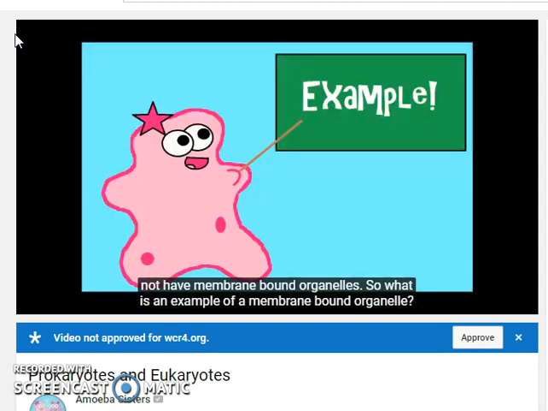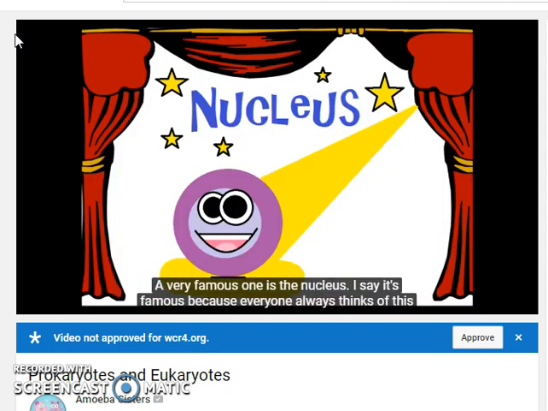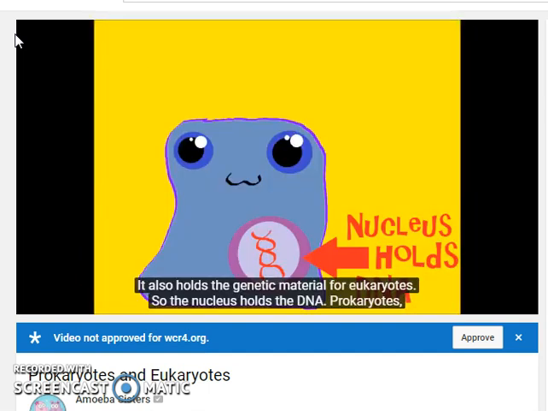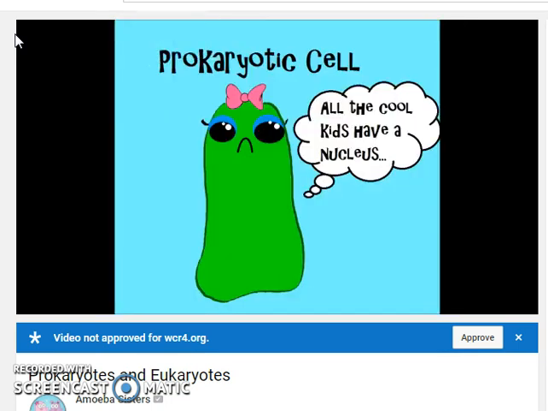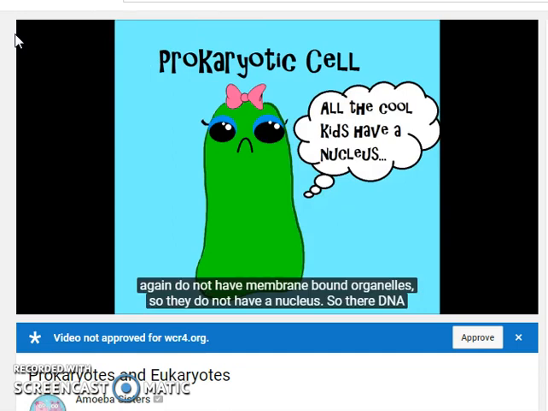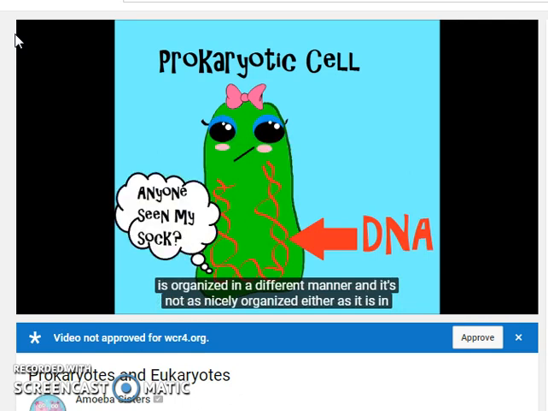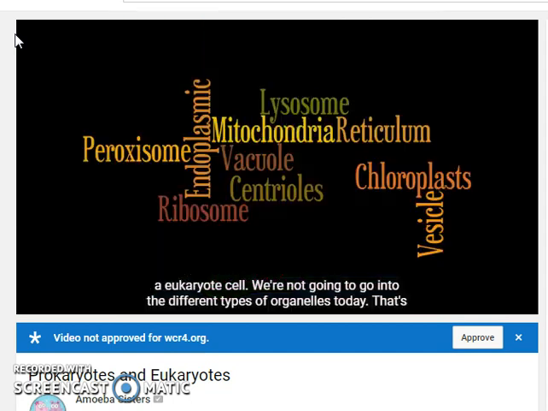So what is an example of a membrane-bound organelle? A very famous one is the nucleus. And I say it's famous because everyone always thinks of this one. It's kind of like the brain of the cell. It controls a lot of the cell's functions. And it also holds the genetic material for eukaryotes. So the nucleus holds the DNA. Prokaryotes, again, do not have a membrane-bound organelle, so they do not have a nucleus. And so their DNA is organized in a different manner, and it's not as nicely organized either as it is in a eukaryote. We're not going to go into the different types of organelles today.